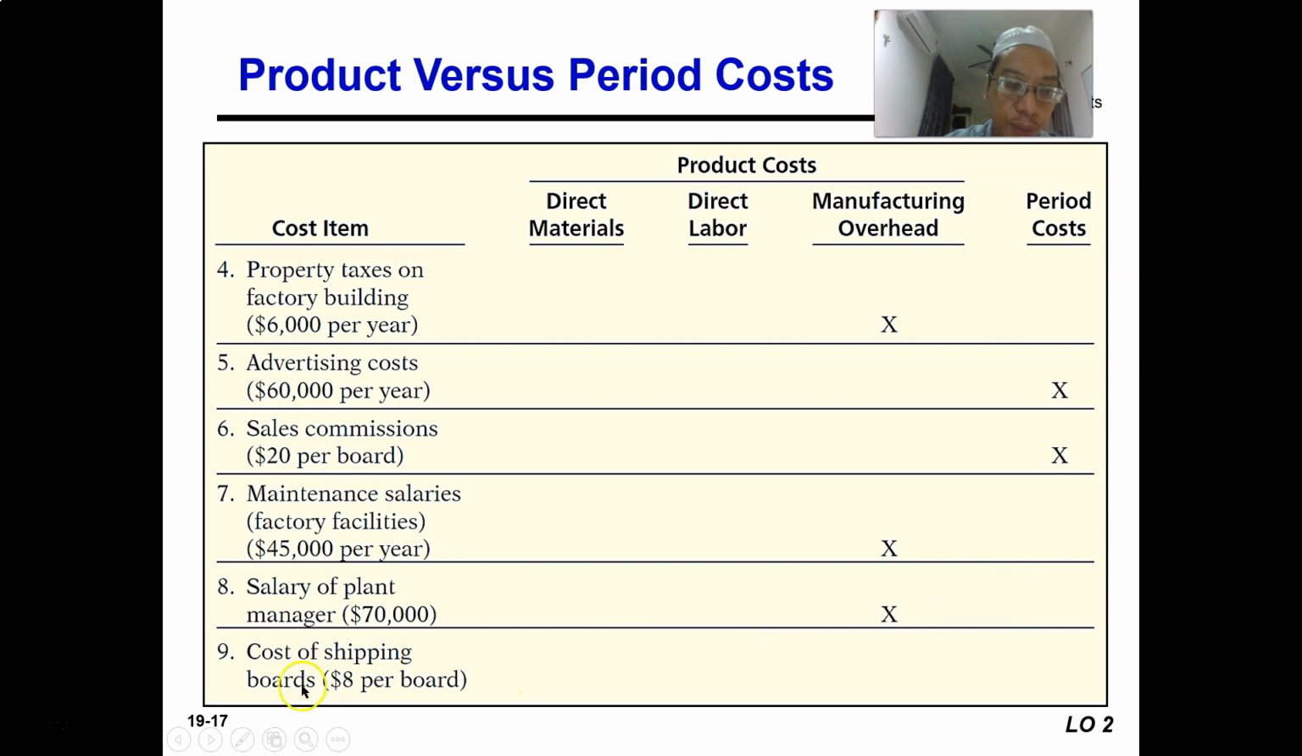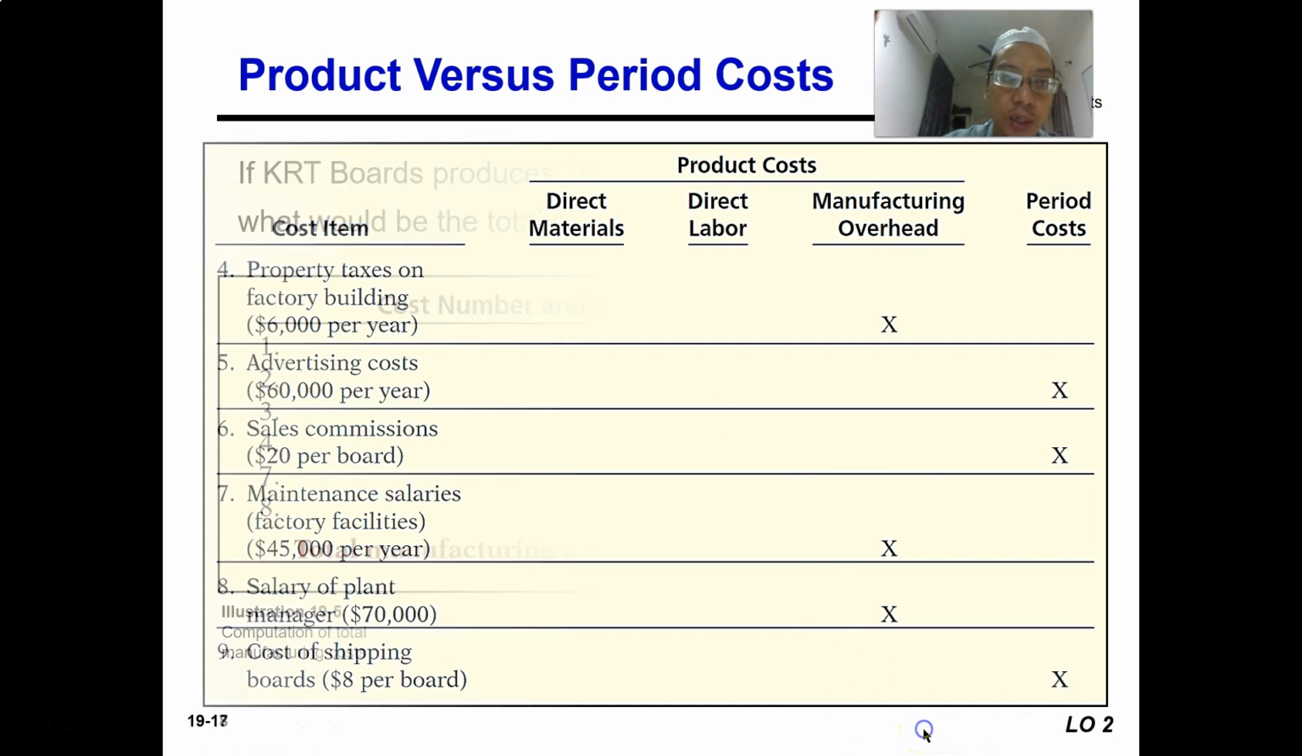And then the cost of shipping boards. It is the cost of shipping the boards to the customers or to the retailers. This is regarding the transportation of the finished product to the customer. So it is not related to the manufacturing level, but to the distribution level, at the selling level. So this is not part of manufacturing overhead, but instead it is part of the period costs.